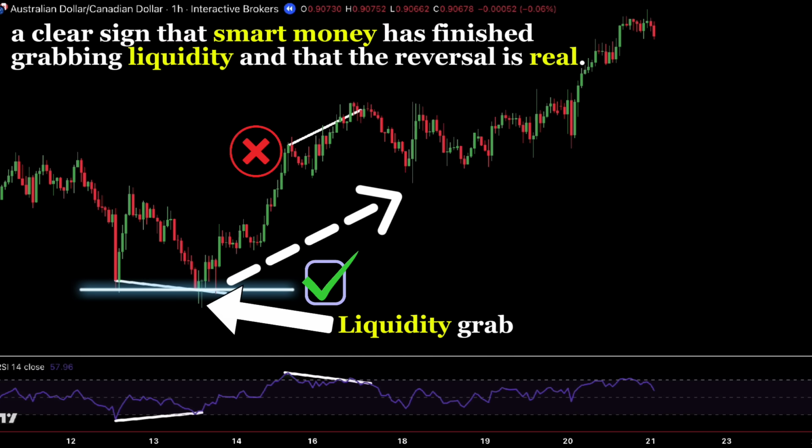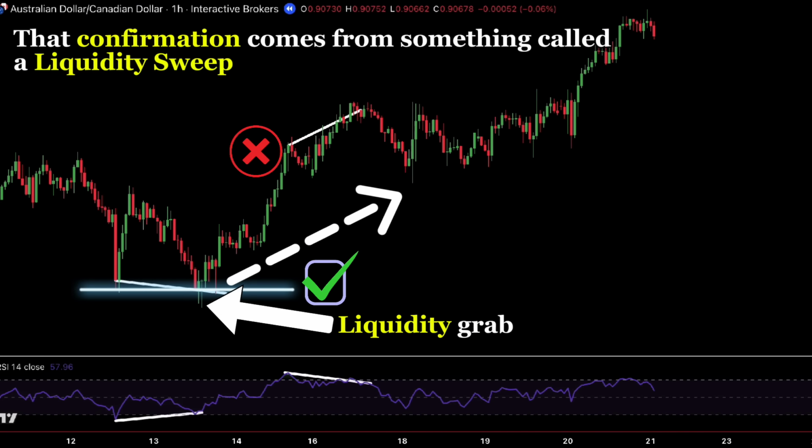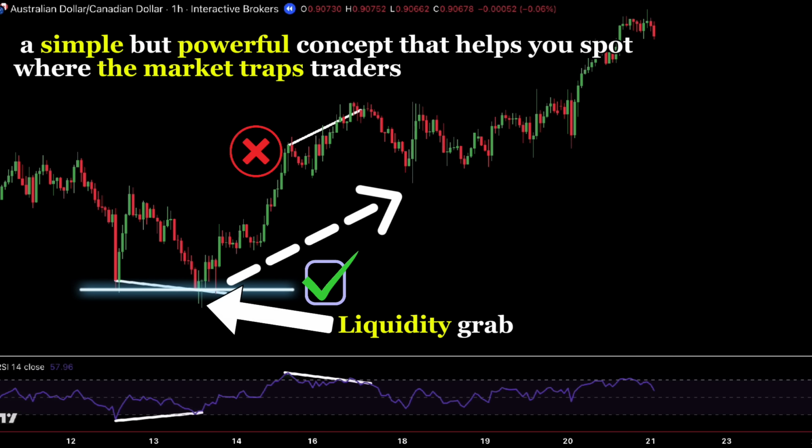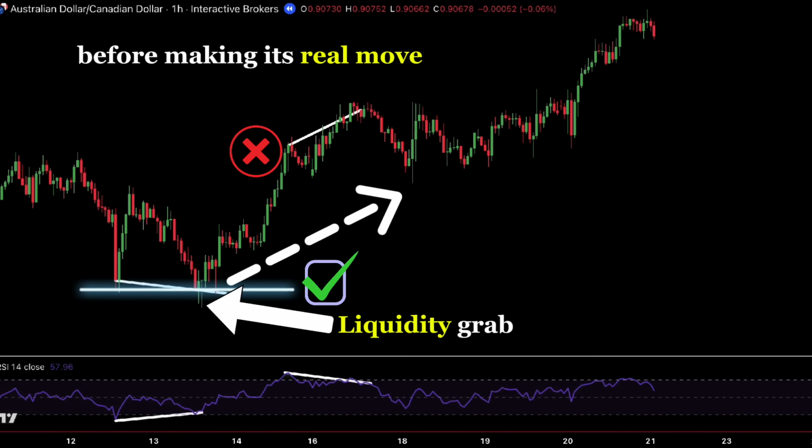Instead of entering immediately when you see a divergence, you want to wait for confirmation, a clear sign that smart money has finished grabbing liquidity and that the reversal is real. That confirmation comes from something called a liquidity sweep, a simple but powerful concept that helps you spot where the market traps traders before making its real move.